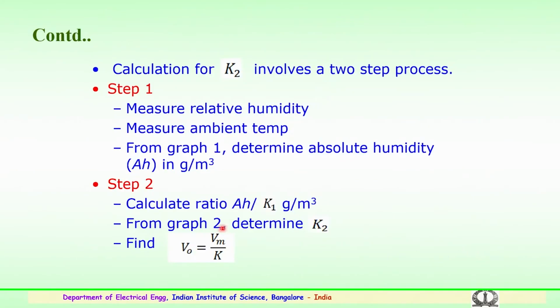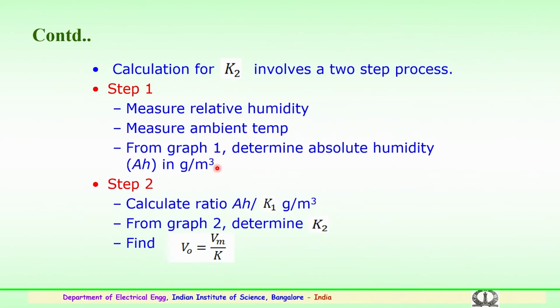Further, the calculation for K2 is very important. This is a 2-step process. Step 1 is to measure the relative humidity. How to do that? We will discuss it. The first step consists of measuring the relative humidity, then measuring the ambient temperature of the experimentation performed.